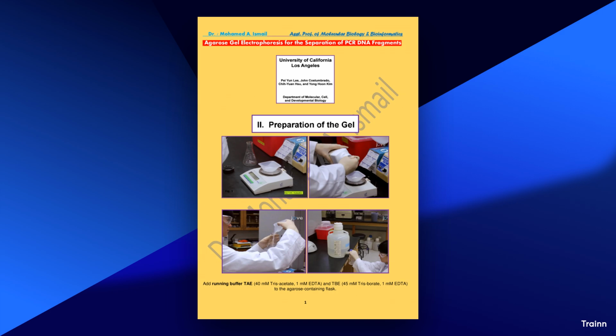Principle: Agarose is a polysaccharide derived from seaweed, which forms a gel when dissolved in buffer and cooled. The concentration of agarose in the gel can be adjusted to optimize the separation of DNA fragments of varying sizes. When an electric current is applied, negatively charged DNA fragments migrate towards the positive electrode. Smaller fragments move faster through the gel matrix than larger ones, allowing for size-based separation.